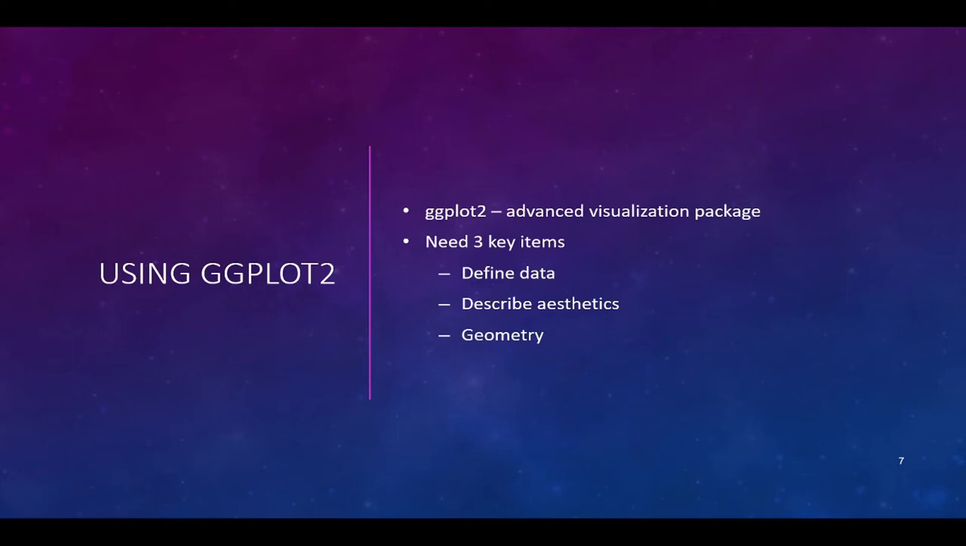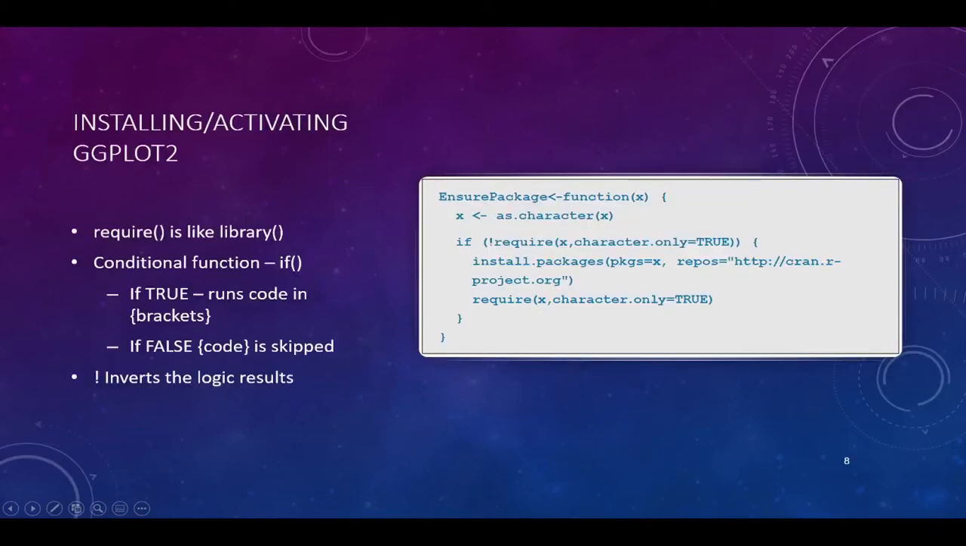In order to use ggplot2, you are going to need three things. You're going to need data, and it likes data frames, so data as a data frame. Then you're going to need your aesthetics. You're going to need to describe your color, your plot, things of that nature. And then last, you're going to need your geometry, and you're going to need to know what type of plot you want: histogram, scatter, bar chart, things of that nature. So once you have that bit of information, we can go ahead and start using ggplot2.